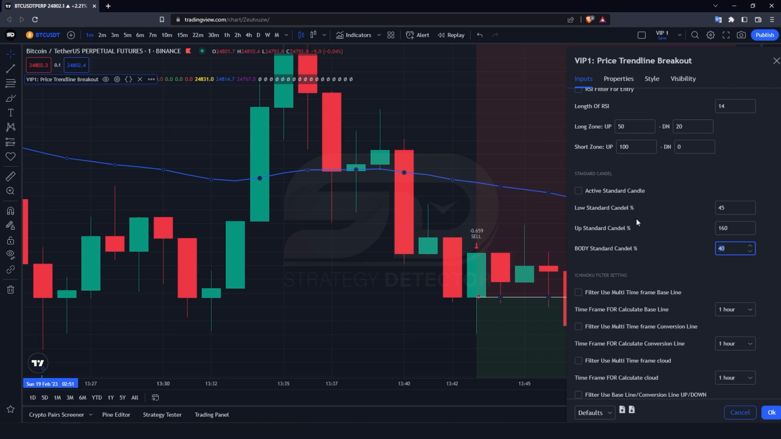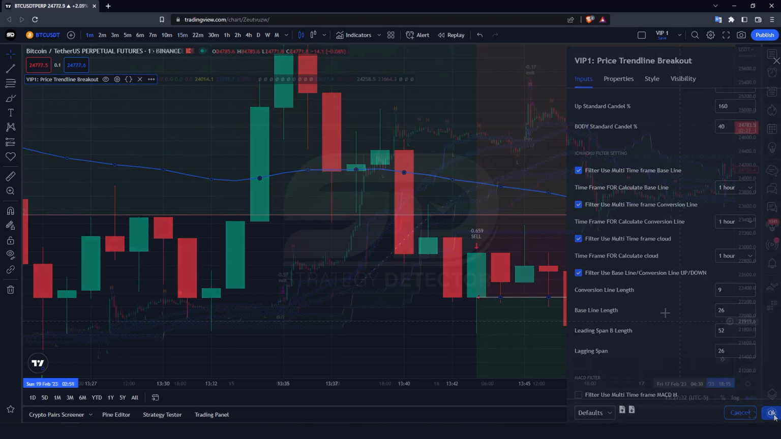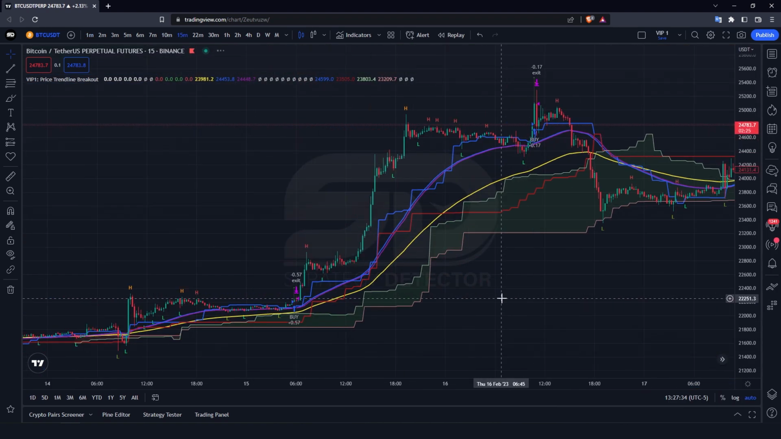The next filter that we can use in our strategy is the Ichimoku multi-timeframe baseline, and we have the conversion line of Ichimoku and also the multi-timeframe cloud. And the next option we have is using the baseline and conversion line. They should be above and below each other to enter our positions. Okay, let's get into the chart and see how these options will work for us.